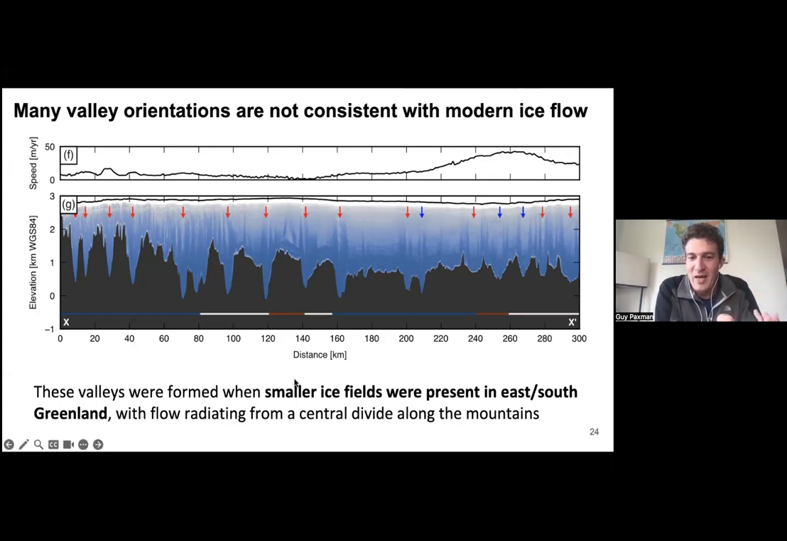And I think they're much more likely to have formed when you had a scenario where there were smaller ice fields or ice caps present in these parts of Greenland, with flow which must have been radiating out from a central divide, which caused the patterns you see with ice converging into these dendritic networks, with some facing toward the coast and some facing towards the interior of the landmass.